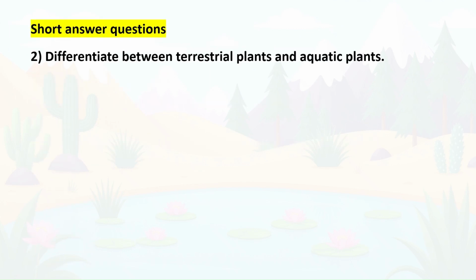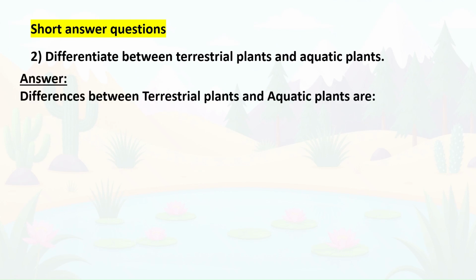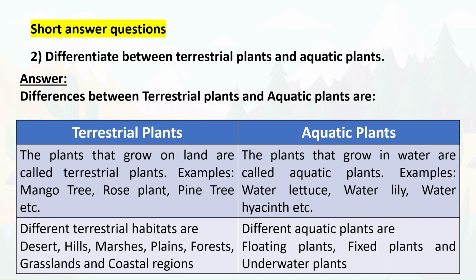2. Differentiate between terrestrial plants and aquatic plants. Answer. Differences between terrestrial plants and aquatic plants are: Terrestrial plants. The plants that grow on land are called terrestrial plants. Examples: mango tree, rose plant, pine tree, etc. Different terrestrial habitats are: desert, hills, marshes, plains, forests, grasslands and coastal regions.